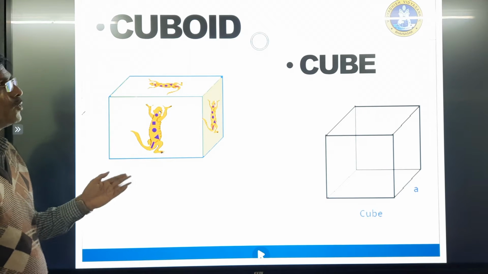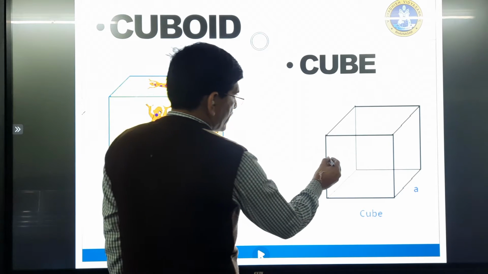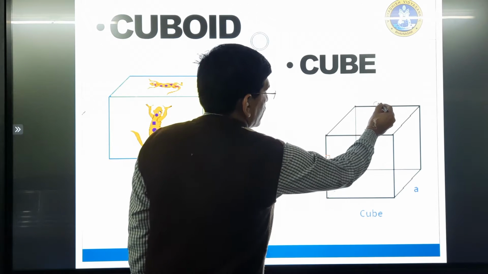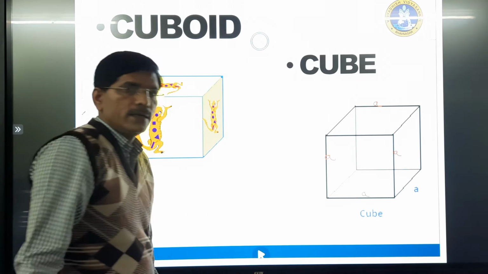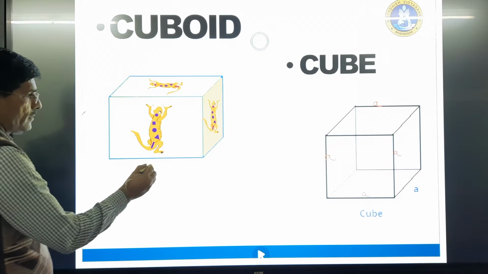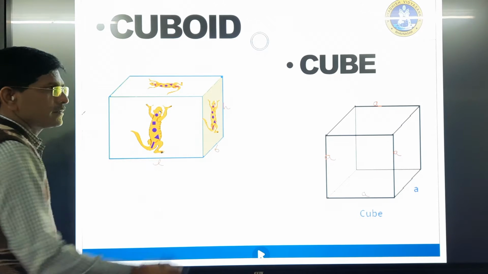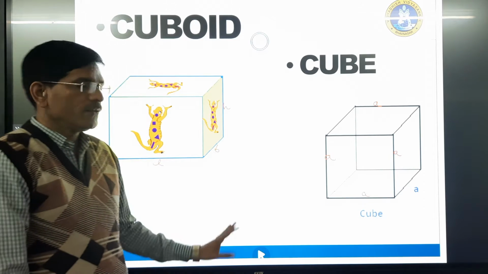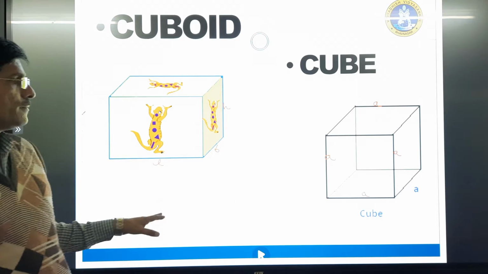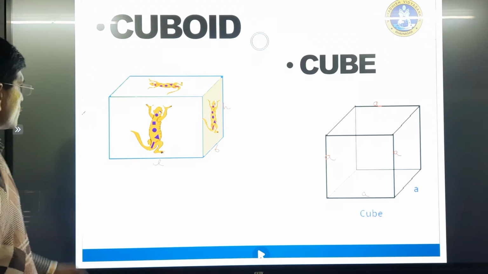In cube and cuboid, what is the difference between them? In a cube, all sides are the same. In a cuboid, length, breadth and height are different. So we can find out the area of a cube and a cuboid also.